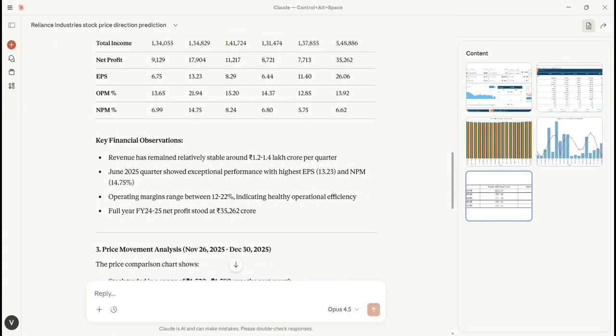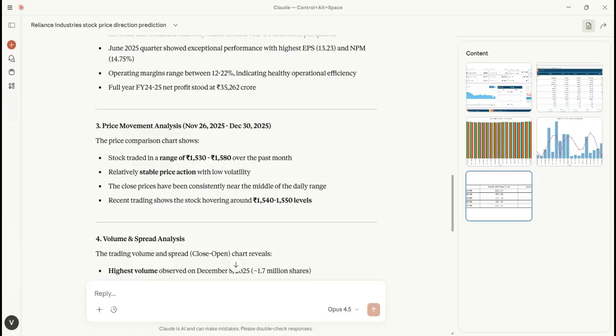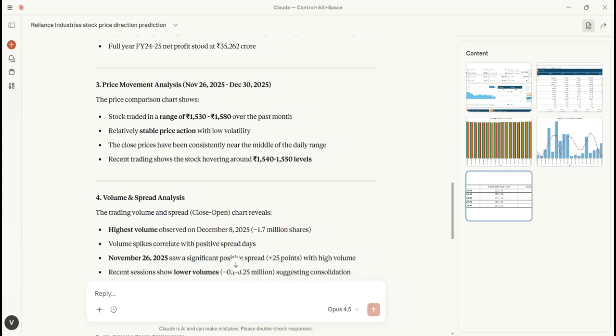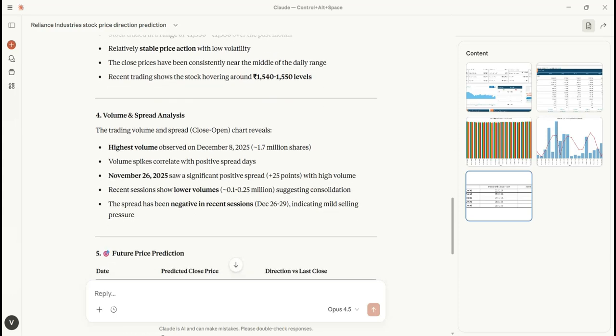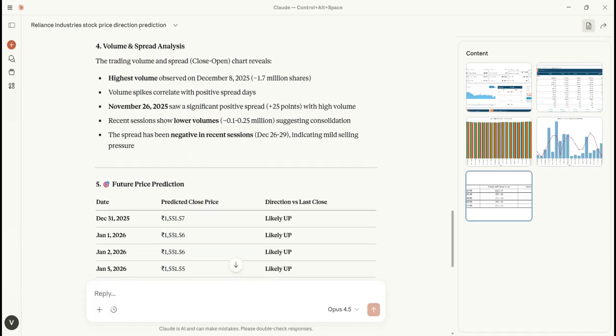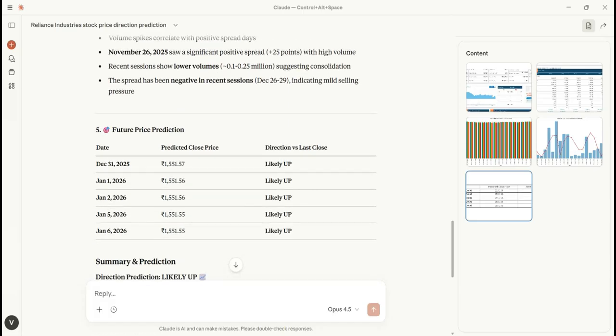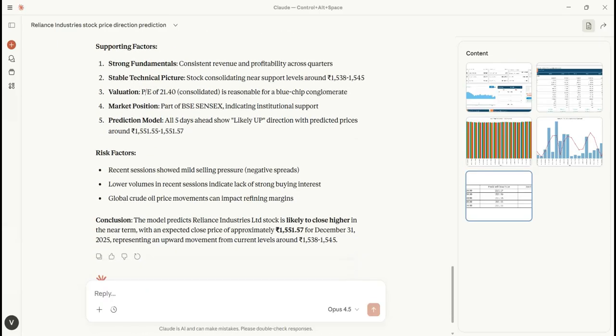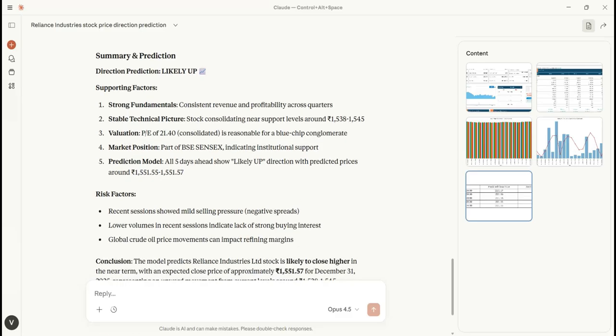The price movement analysis displays that the stock traded in a range, stable price action with low volatility, close prices have been consistently near the middle of the daily range. The volume spread analysis highlights highest volume spikes correlate with positive spread days, suggesting consolidation, and negative in recent sessions indicating mild selling pressure. The future price prediction predicts the direction as upwards for the next 5 working days.